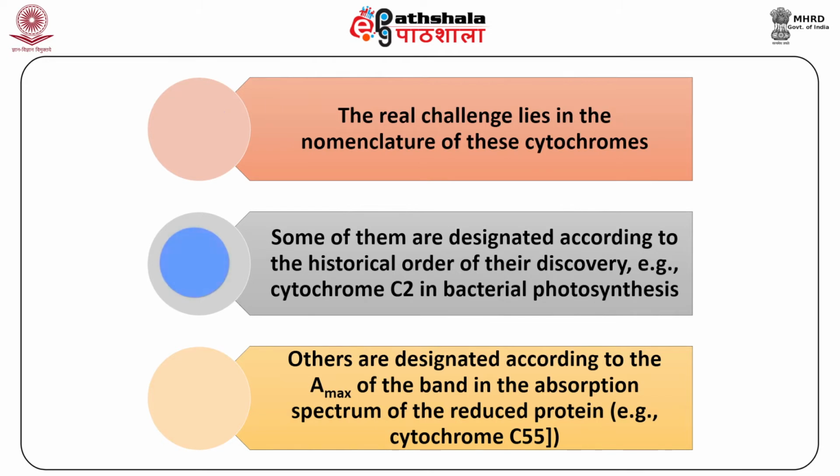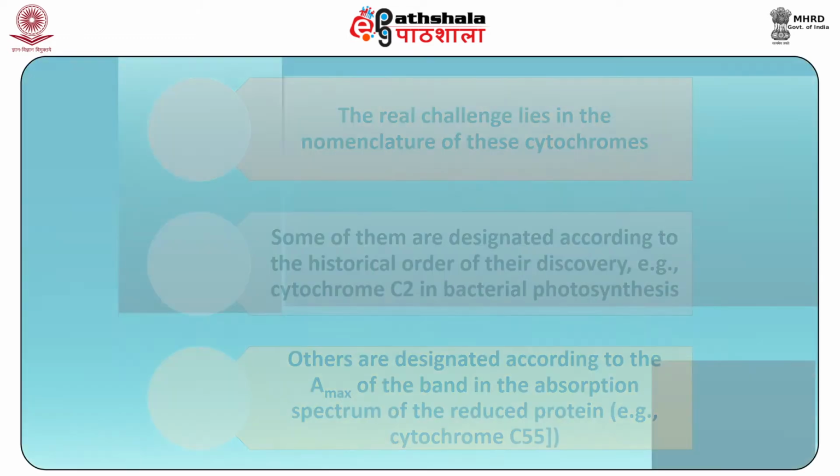Some of them are designated according to the historical order of their discovery, for example, cytochrome C2 in bacterial photosynthesis. Others are designated according to the lambda max of the band in the absorption spectrum of the reduced protein, for example, cytochrome C555. Of all, cytochrome C is the most dominant in nature. Ambler divided these electron carriers into three classes on structural grounds.